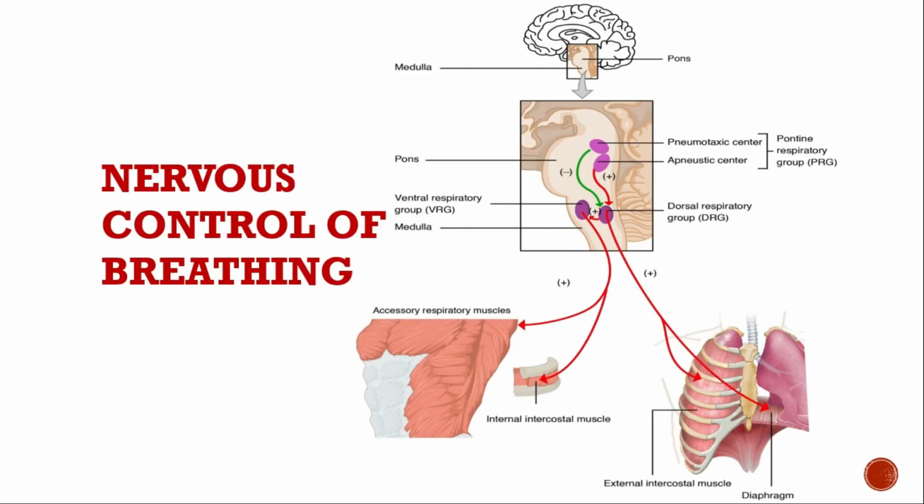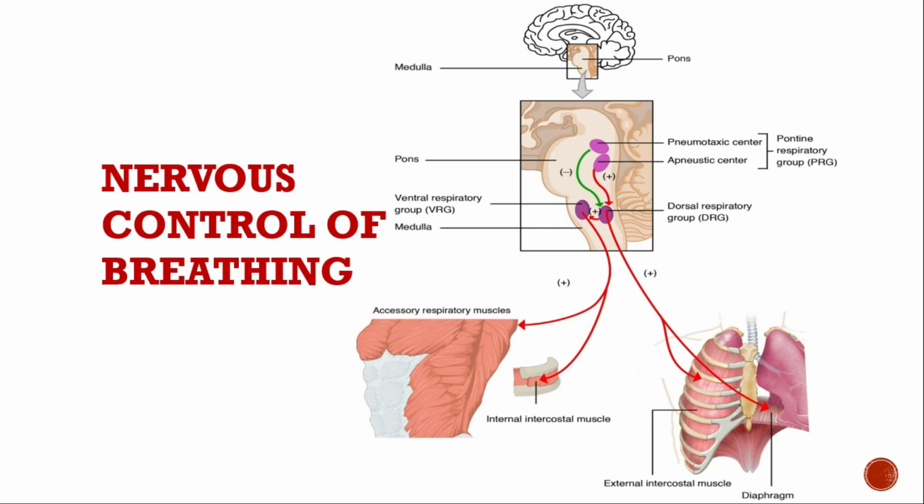Nervous control of breathing in an involuntary way. Involuntary respiration is under subconscious control. The diaphragm and intercostal muscles are the primary respiratory muscles. They are stimulated by groups of neurons located in the pons and medulla, as we discussed in the last slides.